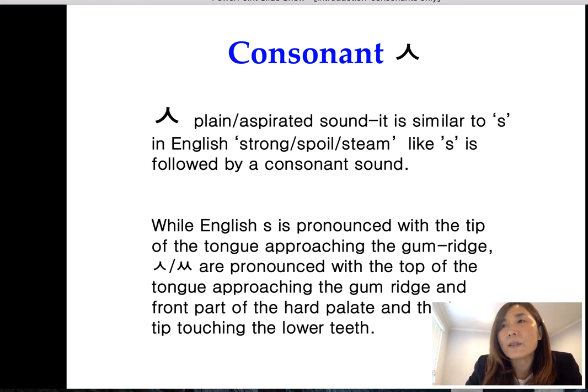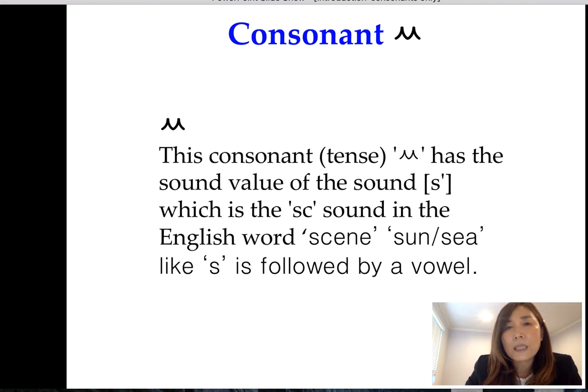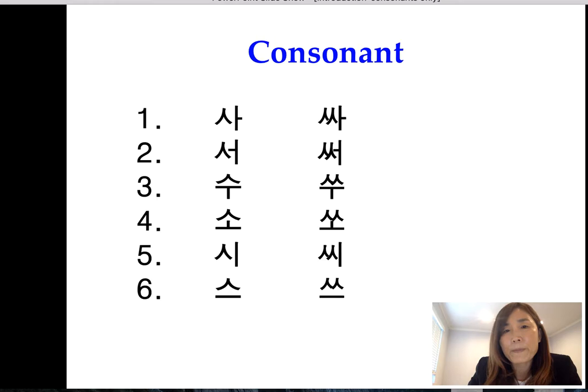Su, plain aspirate sound. It is similar to the s in English strong, spoil, sting, like s followed by a consonant sound. In English, the s sound is pronounced with the tip of the tongue approaching the gum ridge. Korean su is pronounced with the top of the tongue approaching the gum ridge and the front part of the hard palate, and the tongue tip touching the lower teeth. This tense consonant has the sound value of the s sound in English words sin, sun, see, like s followed by a vowel.